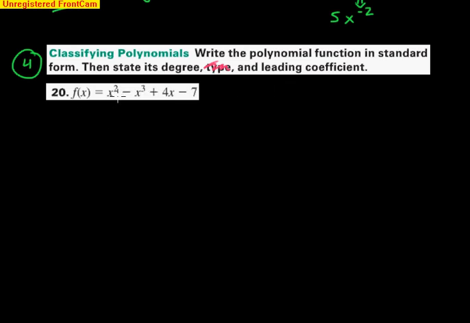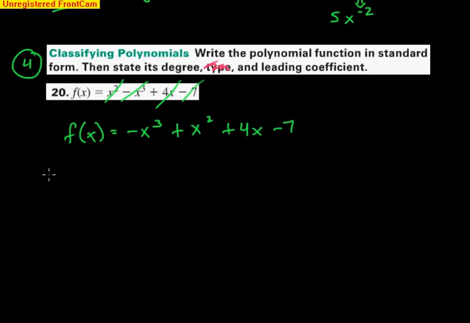Alright, so standard form is highest power to lowest power. So f of x equals, highest power is x to the third. There's a negative sign in front of it, so we put that. Okay. Next highest power is x squared. It's positive because there's no symbol. Positive x squared. Got that. The next highest power of x is x. There's a plus 4 in front of it. Got that. And then the minus 7.